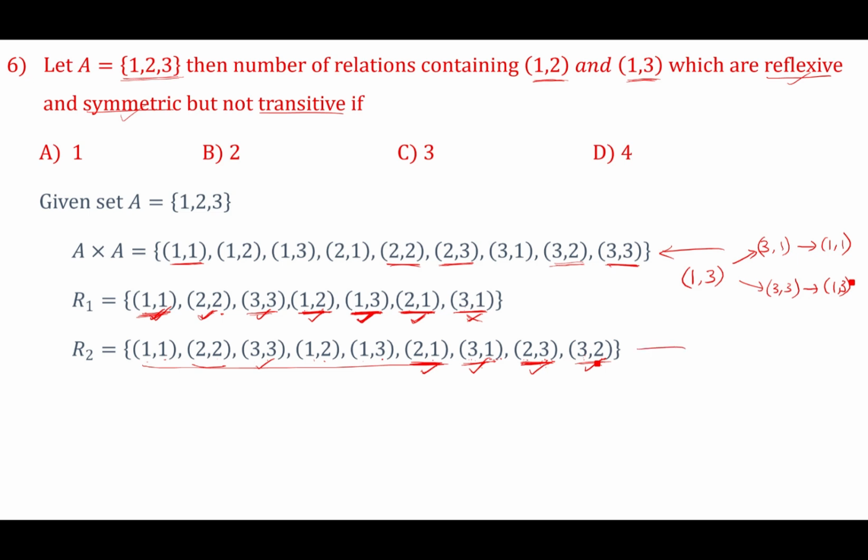So this relation is symmetric, transitive and reflexive, but we don't need transitive. So I don't consider this one. So we have only one relation, which is reflexive and symmetric but not transitive. So the answer is option A.